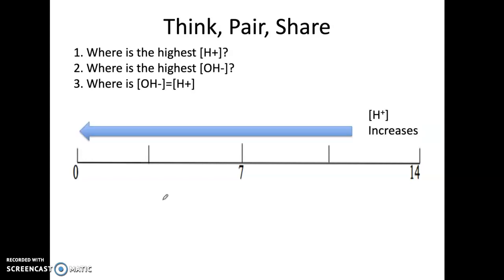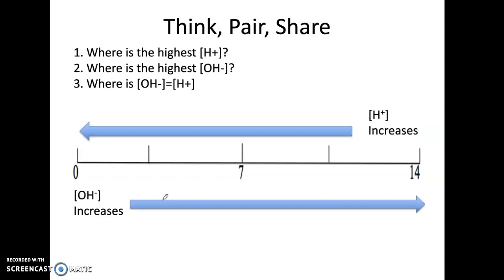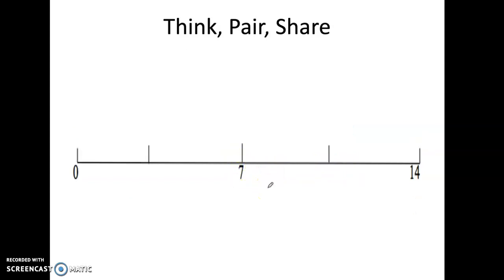So anyway, moving on now. H plus increases, OH minus increases that way. So that means here, this is number 1. That yellow is really hard to see. Highest OH would be 2 over here. And then number 3 is going to be right there at pH 7.